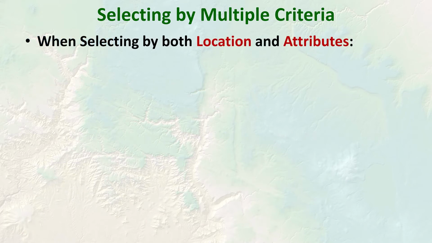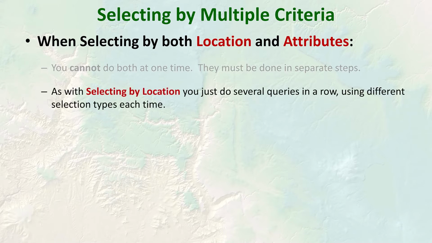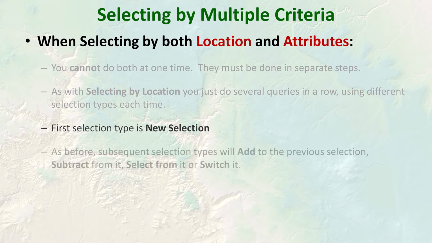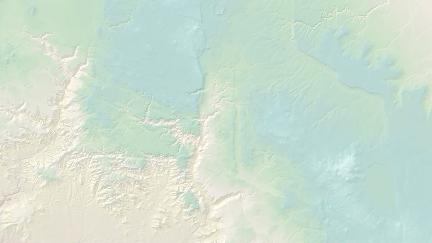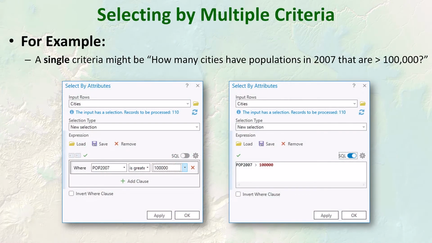Now, when you want to combine attributes and location queries, you again have to do consecutive selections. You can't do both at the same time. And as with selecting by locations, you just do several queries in a row using different selection types each time. First selection type is always make new selection, and all selections after that add to it, subtract, subset it, or flip it. There is an exception, though, if you're into writing code. There are ways to write code where you just build a query that contains both spatial components and attribute components. But that's getting into the actual internal functions of ArcGIS, and we're not going to cover that in this class.